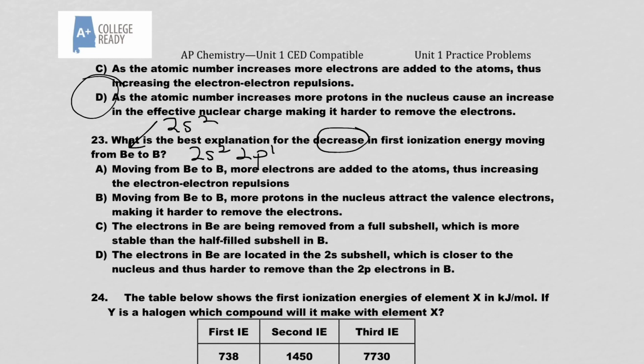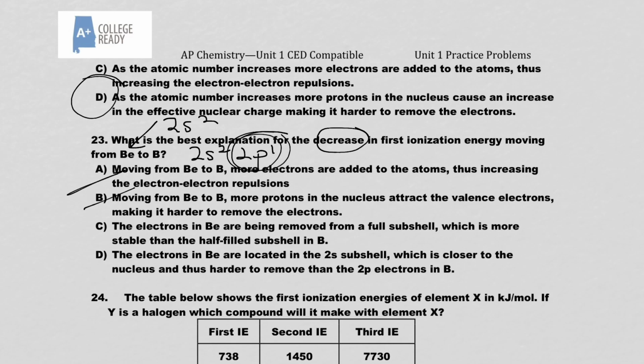Moving from beryllium to boron, more electrons are added to the atoms, thus increasing the repulsions. Okay, that's true, but they have different numbers of protons, and it's really where these are located. So don't get tricked into picking A, because that really is not a good explanation. B, moving from beryllium to boron, more protons in the nucleus attract the valence electrons, making it harder to remove the electrons. That's true generally, but here it's not, because boron has one more proton, yet it takes less energy to remove this electron. So that's the normal reason, it's just not applying in this special circumstance.